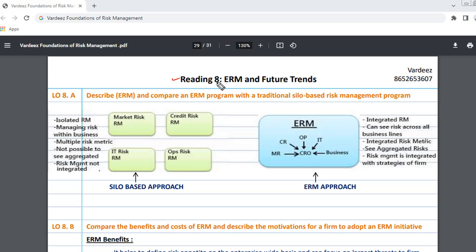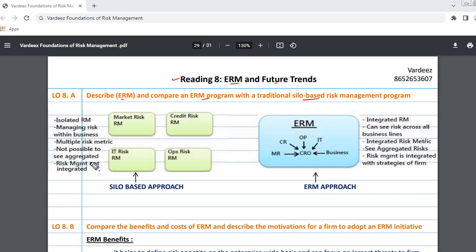Alright, so reading number 8, ERM and future trends. ERM is basically enterprise risk management, managing the entire risk on an enterprise level. So looking at the big picture, that's how we can summarize ERM. The first learning objective: describe ERM, and compare an ERM program with traditional silo-based risk management.